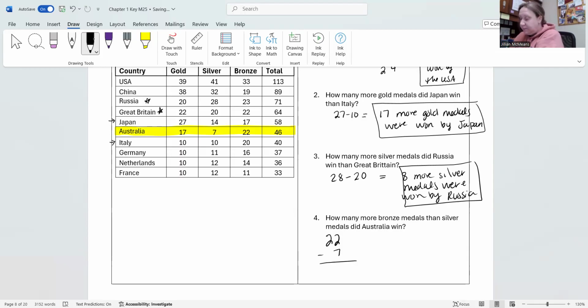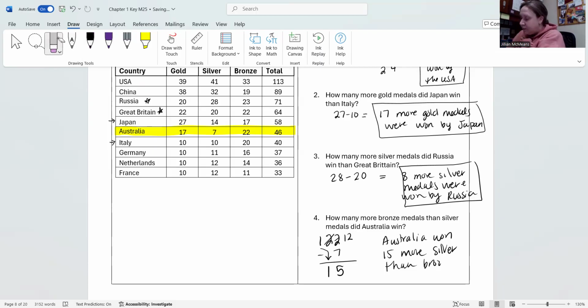You can line this up vertically. So I can't take 7 from 2, but I can borrow. So the first 2 becomes a 1, the second 2 becomes a 12. 12 minus 7 I can do. 12 minus 7 is 5. And then 1 right here, there's nothing to subtract from it, so I just drop it down. So Australia won 15 more silver than bronze. Wait, I think they won more bronze, actually. They won more bronze than silver medals. So again, make sure you describe your answer.